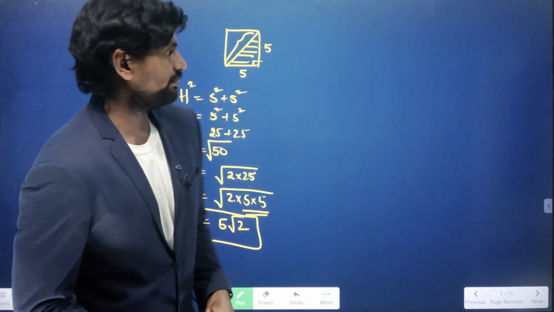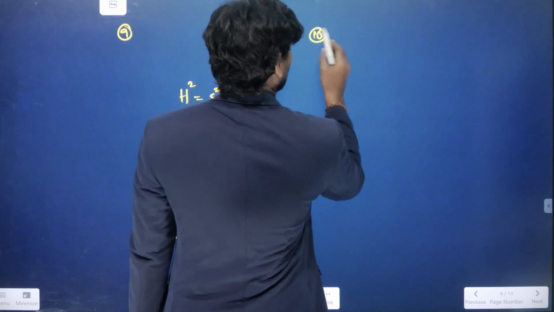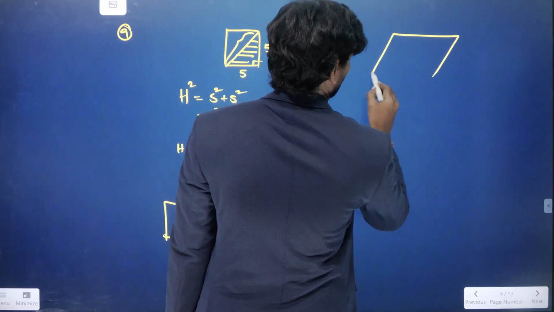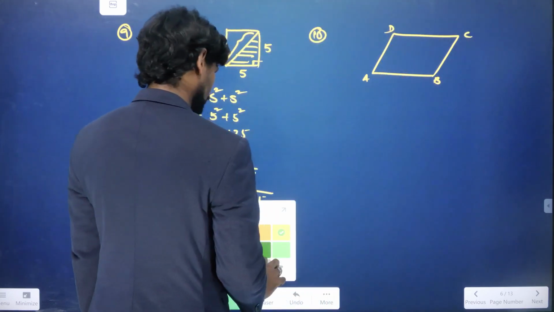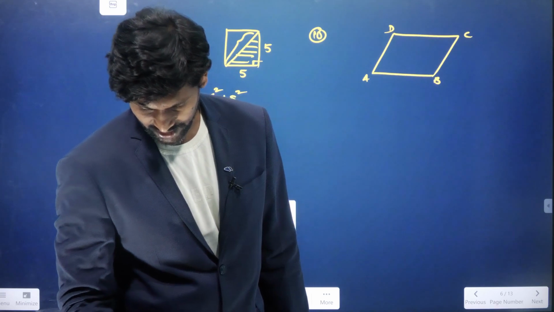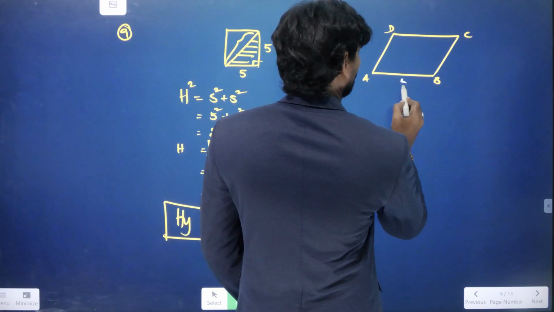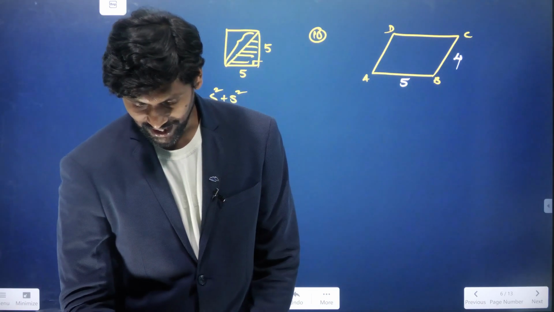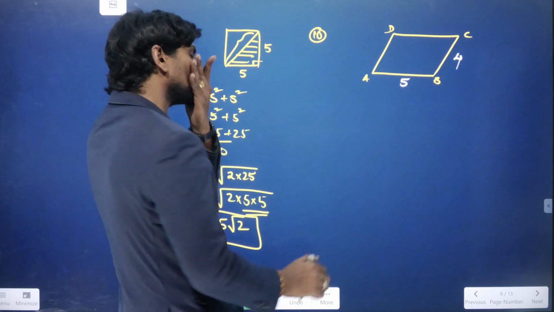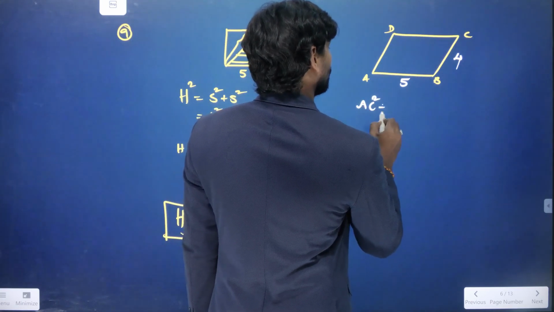Okay now, please check. So we are going to the next problem. ABCD is a parallelogram. AB is 5 centimeters, BC is 4 centimeters. Then the value of AC square plus BD square.